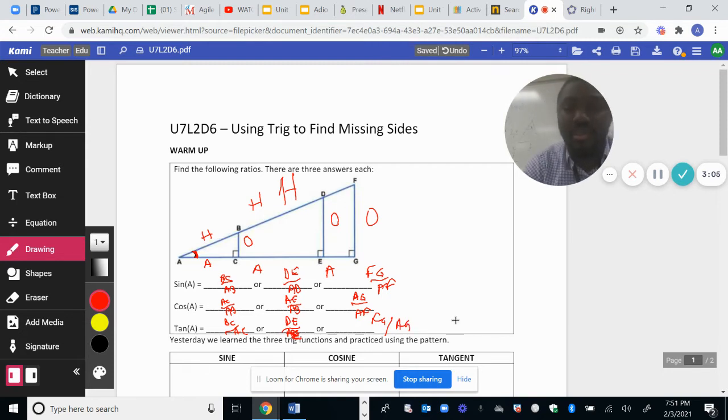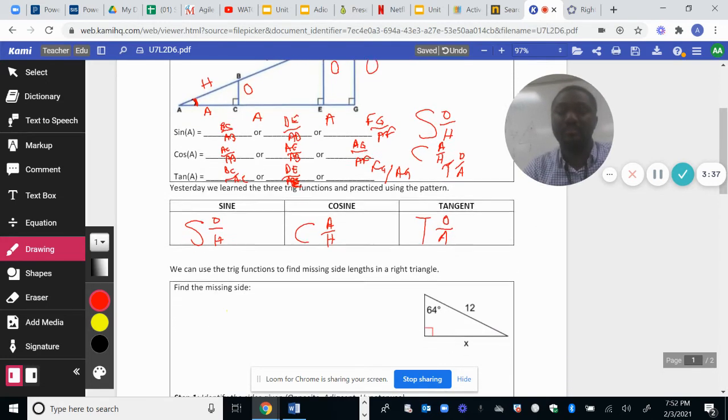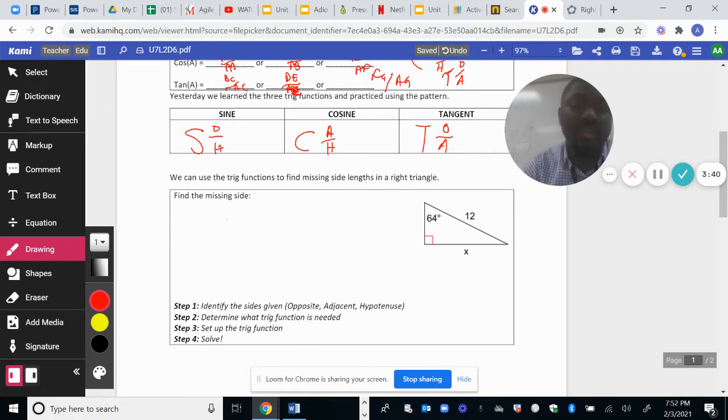So it's just to say the sine is opposite over hypotenuse, the cosine is adjacent over hypotenuse, and the tangent is opposite over adjacent. SOHCAHTOA, if you use the acronym. So S is opposite over H, cosine is adjacent over hypotenuse, and tangent is opposite over adjacent. So we can use the idea of that to find the missing side.